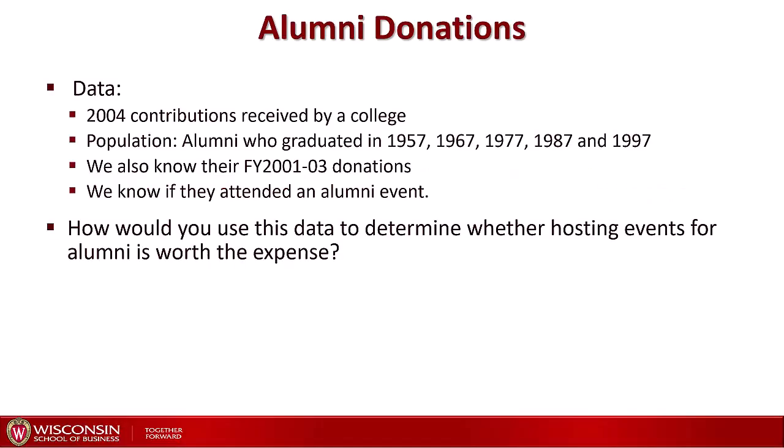Let's look at an example. We are looking at a dataset of alumni donations. It contains the 2004 contributions received by a college, and the alumni are the people who graduated in various range of years from 1957 to 1997. We also know what donations they made in the past between 2001 and 2003, and we know if they attended an alumni event. How would you use this data to determine whether hosting events for alumni is worth the expenses?